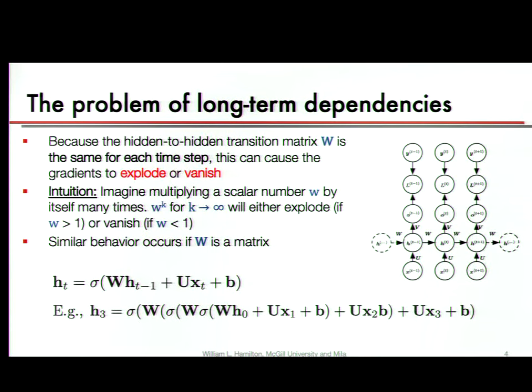Well, mathematically what happens is this issue of what's called vanishing or exploding gradients. So the key intuition here is that we're multiplying this weight matrix, W.